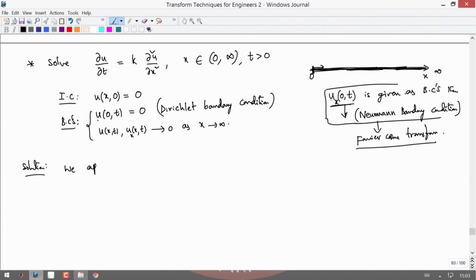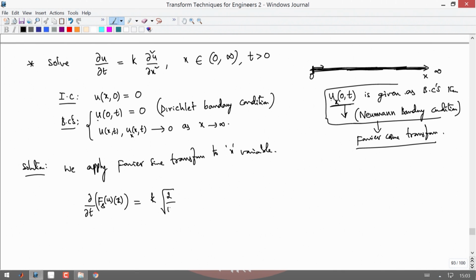We apply the Fourier sine transform to the x variable. The x variable is from 0 to infinity. If you do that, for the left hand side with the time derivative, you get dou by dou t of the Fourier sine transform of u of xi, which is equal to kappa times the transform of the right hand side. The definition of the sine transform gives the integral from 0 to infinity of dou square u by dou x square sine xi x dx.